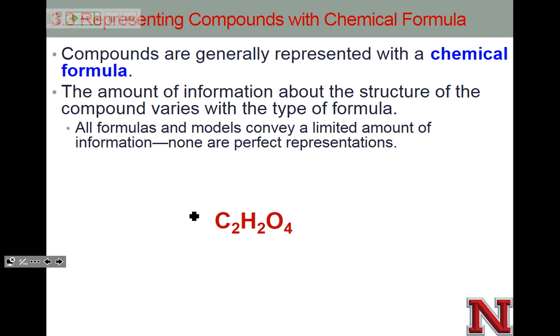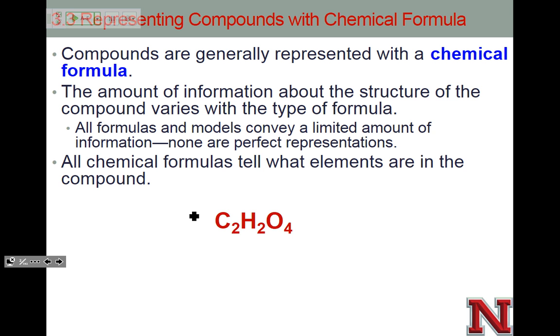There's no exactly perfect model, but we can get pretty close to a representation of what's occurring. Any chemical formula is going to tell us what elements are in the compound. That's kind of given. So for example, this is C2H2O4. We know there's 2 carbons, 2 hydrogens, and 4 oxygens. So that gives us some information. We know we have carbon, hydrogen, and oxygen.